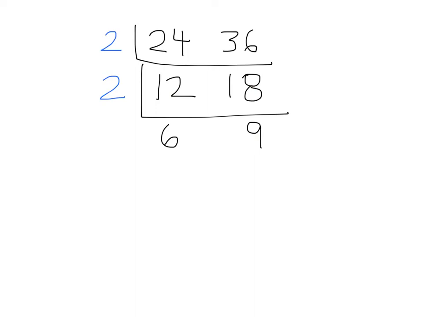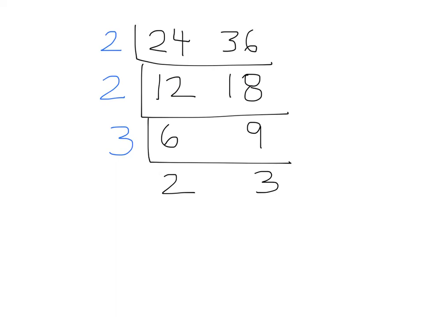Do 6 and 9 have any common factors? Well, actually they do. They have 3 as a common factor. So if I divide in 3, now I get 2 and 3. Okay, do 2 and 3 have any common factors? Well, nope, they're both prime numbers. So I can stop there because I reached 2 prime numbers.